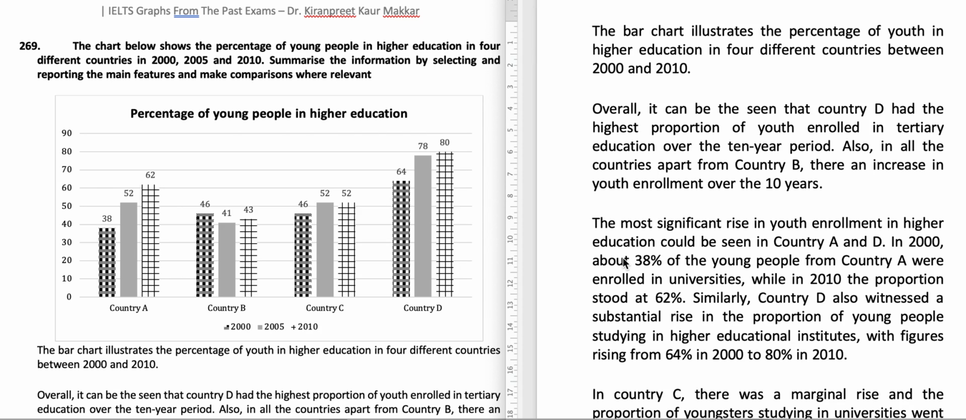I am Kiranpreet Kaur from Makkar IELTS, and this graph which I have come up with today was seen on 10th October 2020 in the academic IELTS writing test in the 9 a.m. slot. The chart below shows the percentage of young people in higher education in four different countries in 2000, 2005, and 2010. Summarize the information by selecting and reporting the main features and make comparisons where relevant.